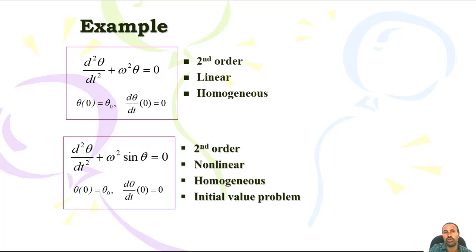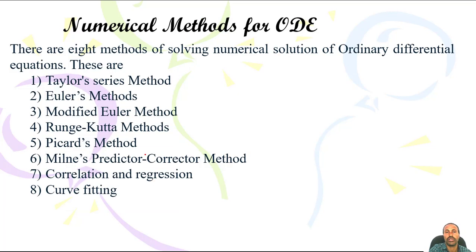Second order, which is the order of the ODE, then linear, homogeneous ODE, and initial value problem, because we have an initial condition. And the second one is nonlinear. You can see it is a nonlinear equation because we have sine theta, so it is nonlinear, homogeneous, and an initial value problem.